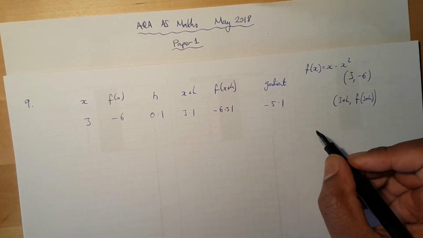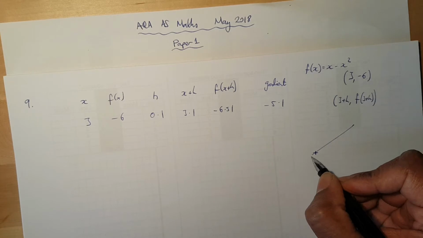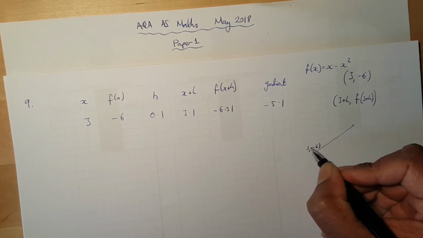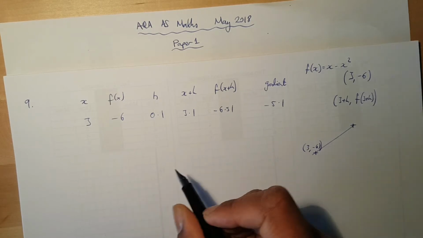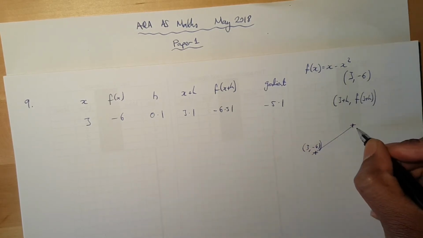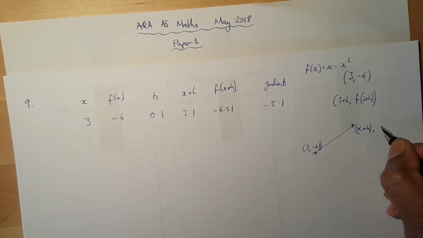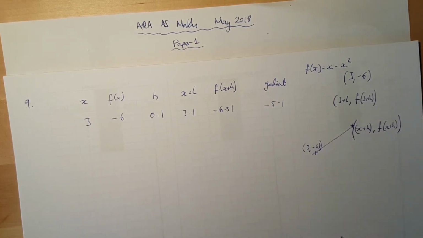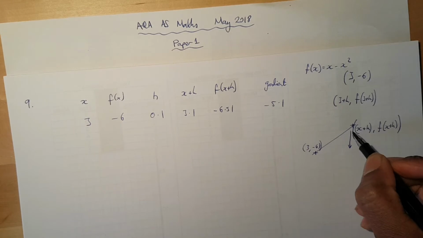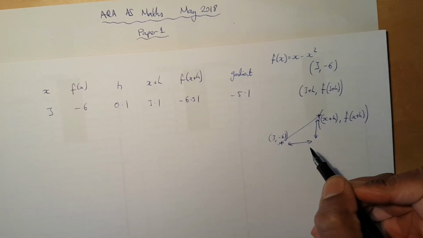Well, what we're doing is to say when we have a gradient, we have some point here, which is 3 and -6, and some other point here, which is going to be my new x, which is x plus h, and f of x plus h. And those are my coordinates for that point over there. And the gradient then is going to be that height divided by that distance.